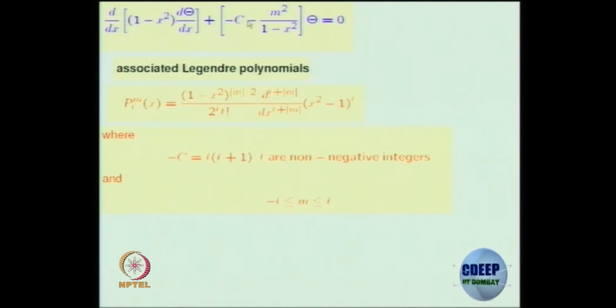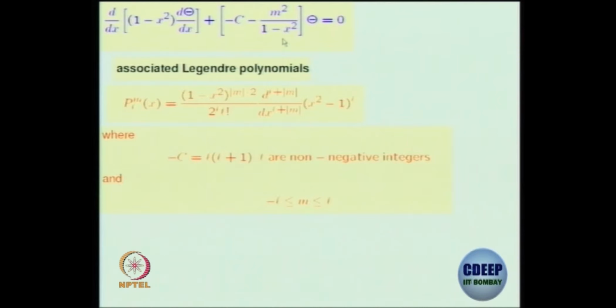So I did not say what the C is. For this solution, minus C has to be L into L plus 1, and they have to be non-negative integers. That is also important. To make contact with the differential equations for special functions, you can compare the C to be this, where L is a non-negative integer.